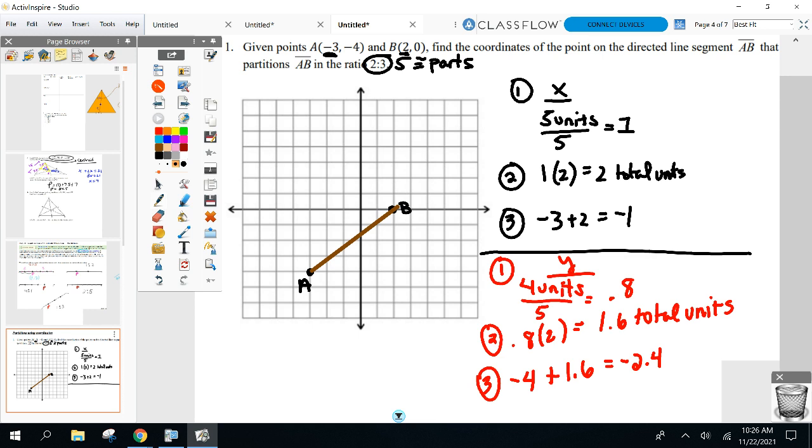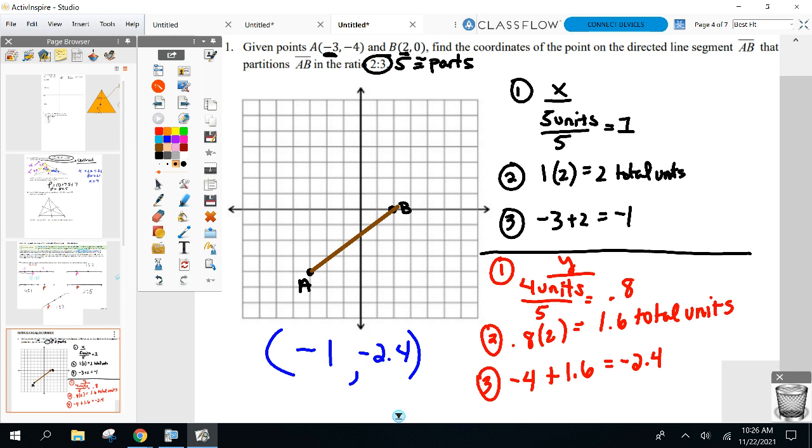So now we put this all together. What's my point that's going to cut this into a ratio of 2 to 3? What was my x coordinate? -1, and my y coordinate? -2.4. Now the benefit to graphing: shouldn't this point be on the actual line segment? This point should be. If it's not, we did something wrong.